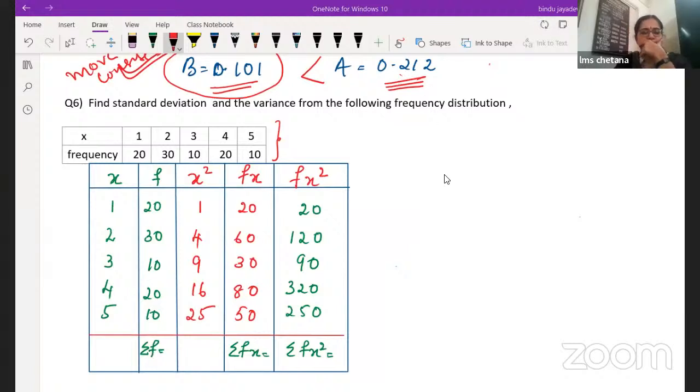Sigma F is 90. Sigma FX, what is your answer? Sigma FX is 240. Good. Sigma FX square is 800. All are getting? Okay. Now, the table is clear. Sigma F is 90, Sigma FX is 240, Sigma FX square is 800.